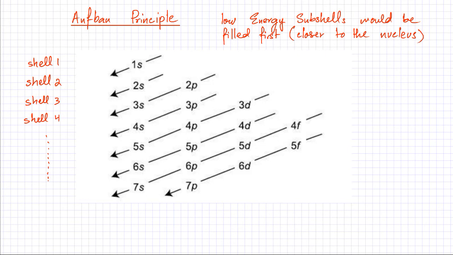Now I'm finally going to discuss the Aufbau principle. This principle states that low energy subshells would be filled first, and low energy subshells are the ones that are closer to the nucleus. So we're going to start off by filling shell 1. That's the lowest energy orbital subshells. They would be very close to the nucleus. Then I'm going to fill the subshells in shell 2, and as we move, we fill shells which are further away from the nucleus. Electrons will be more energetic. They're going to occupy regions much further away from the nucleus.